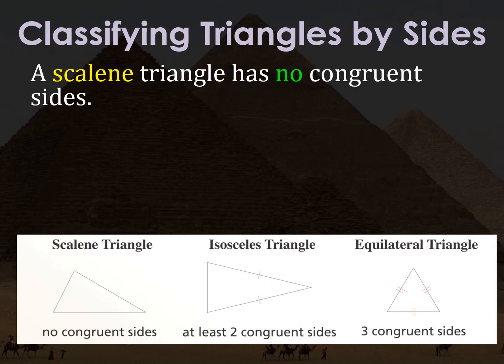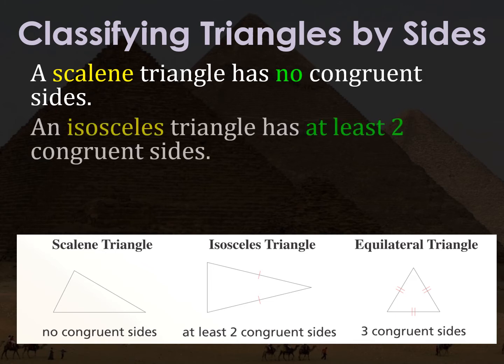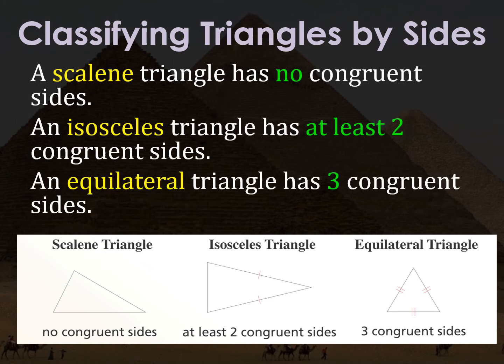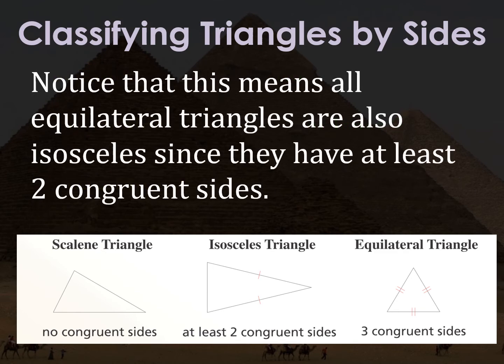So classifying triangles by sides, it's all about how many sides are congruent with other sides. First, a scalene triangle has no congruent sides. An isosceles triangle has at least two congruent sides, and an equilateral triangle has three congruent sides. Now notice that this means all equilateral triangles are also isosceles because isosceles triangles need only to have at least two congruent sides and equilateral triangles qualify.